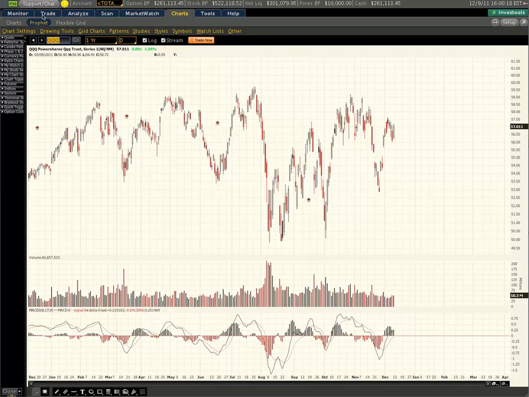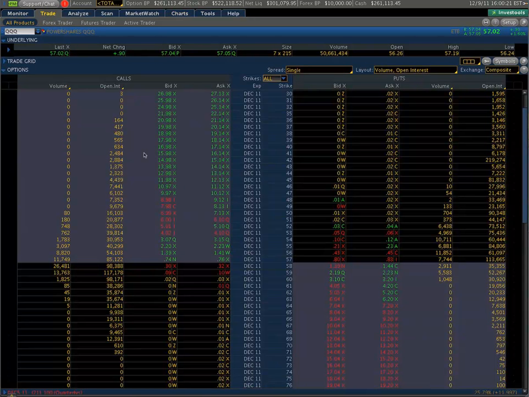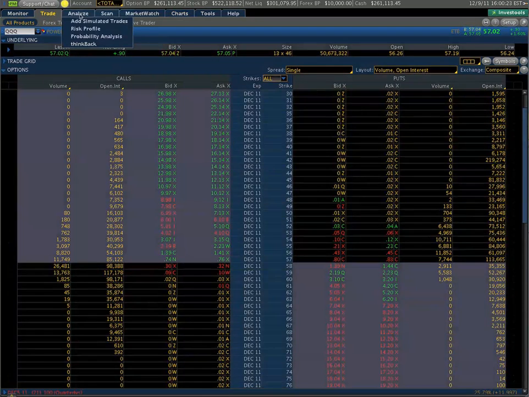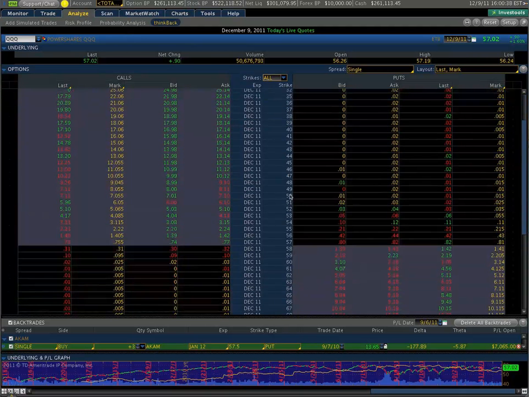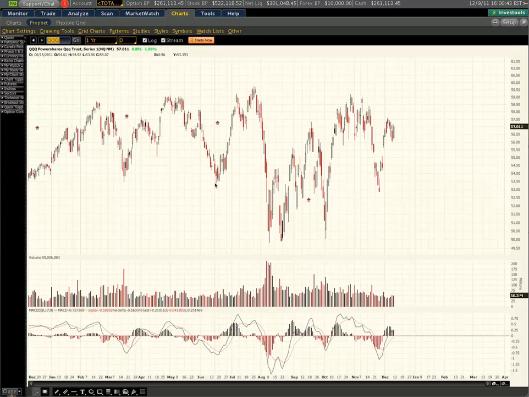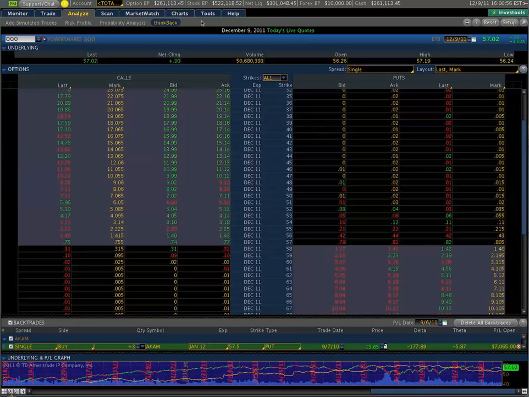So let's go over to our trade tab, and then we'll go over to our analyze tab, and the Thinkorswim platform gives us actually the ability to go back in time and see how options behaved when price changes over time. So let's go back here again. We can see that the June 16th closing was at 53.86. Using perfect hindsight, we know that the market rose. So let's go over to our Analyze tab.